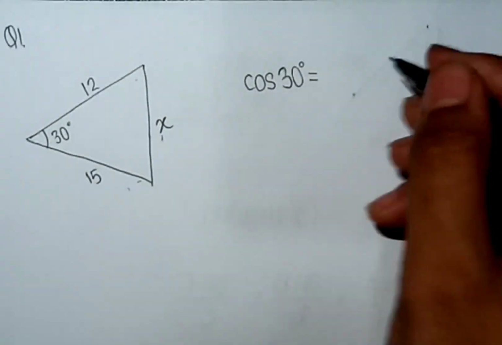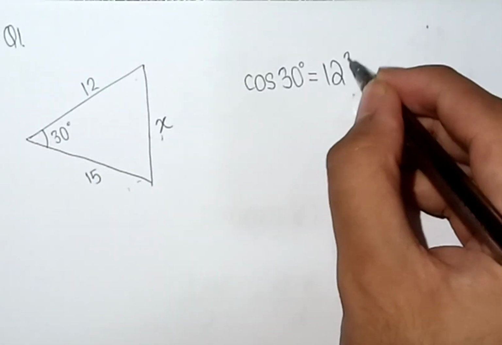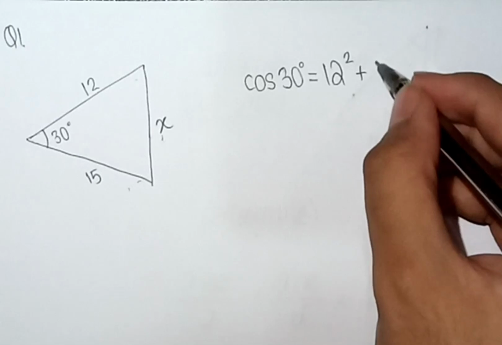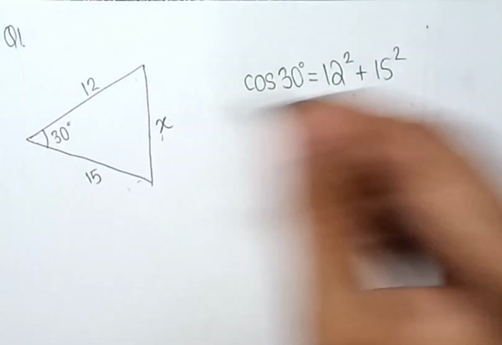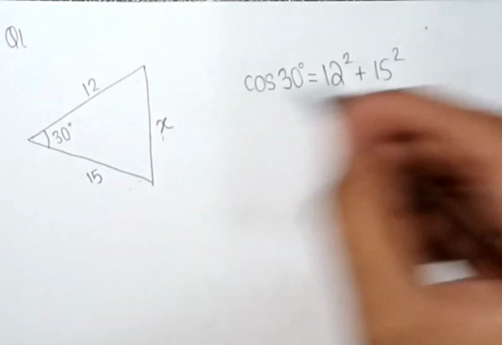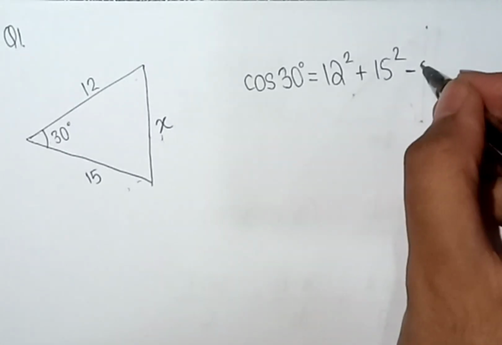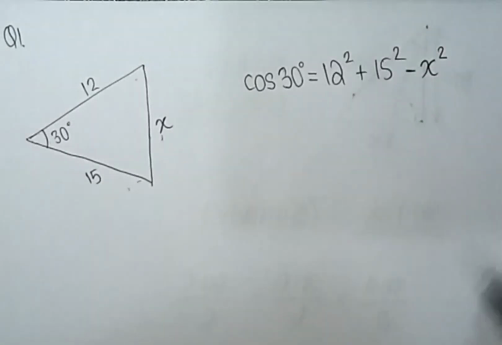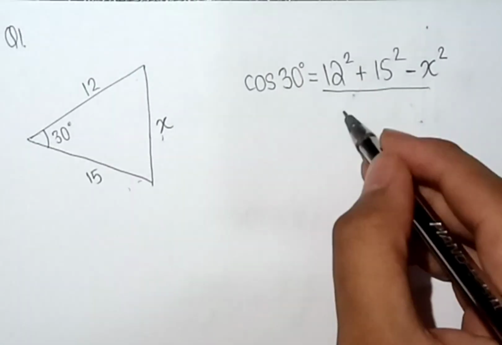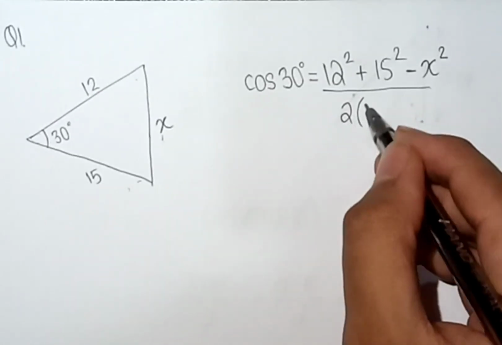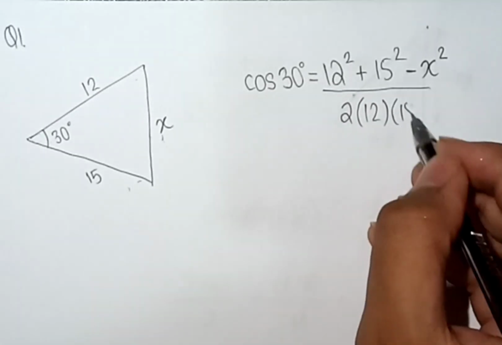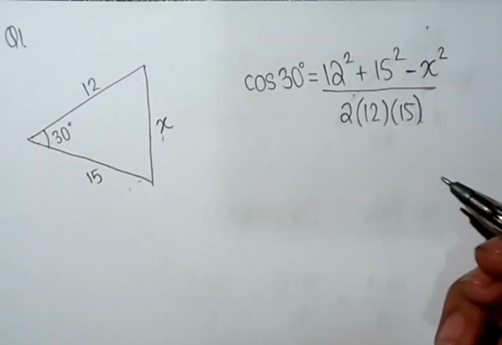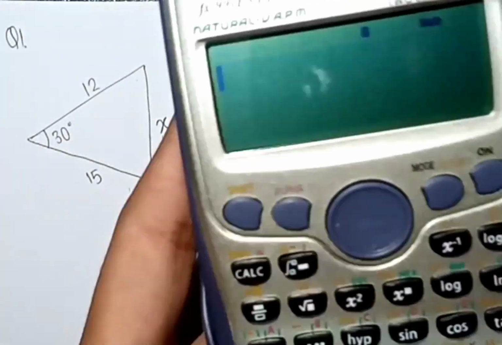Remember that you need to add them with squares. Putting up the squares, 12 squared plus 15 squared, and whatever answer comes, the opposite side is known as minus x squared, upon 2 of the formula, and then 12 in the bracket, 15 in the bracket, which are the neighboring sides. Alright, now how can we solve it?